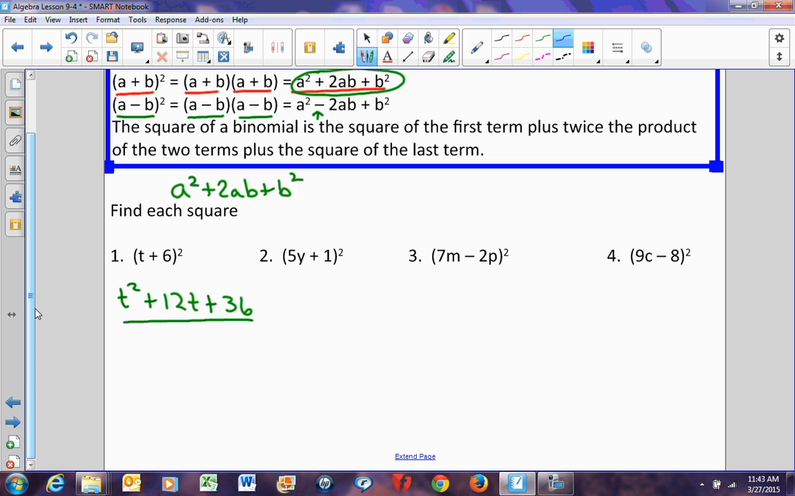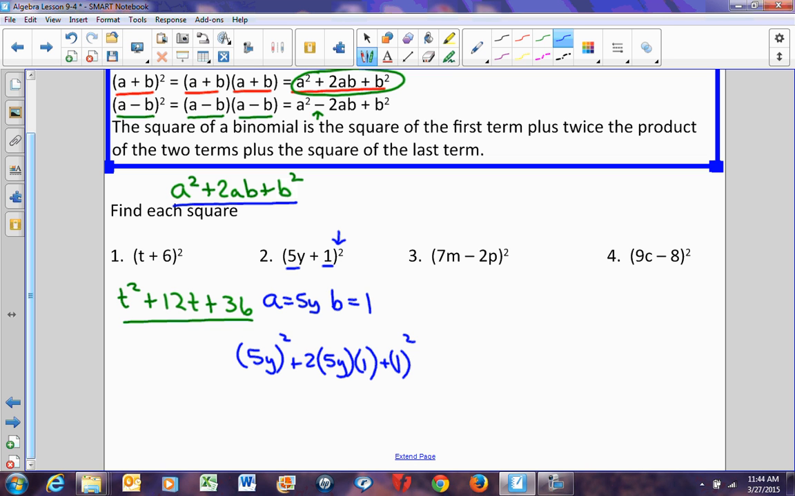Again, it's an a plus b quantity squared, isn't it? Because I have an a and a b and the square term right there. It's the same thing. So it's an a plus b quantity squared. So my a term is 5y and my b term is 1. So if I follow this formula right here, it tells me to take my a term, which is 5y, and square it, plus 2 times my a term, which is 5y, times my b term, which is 1, plus my b term, which is 1, and square that.